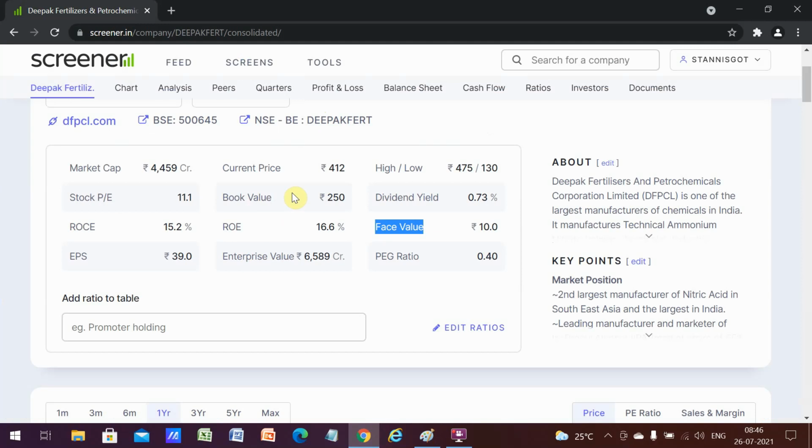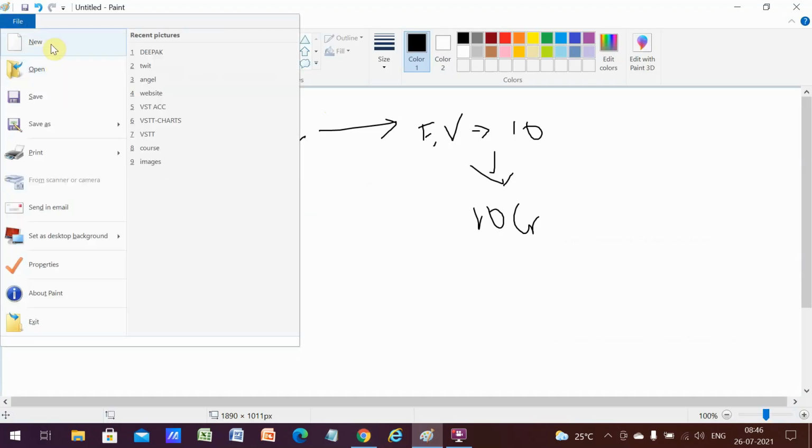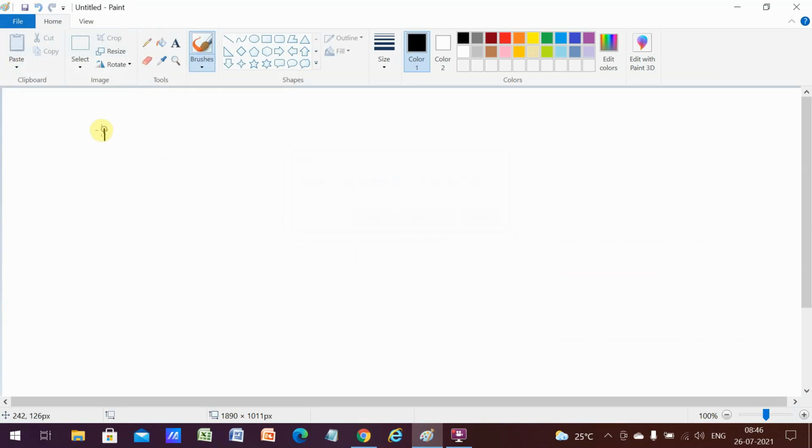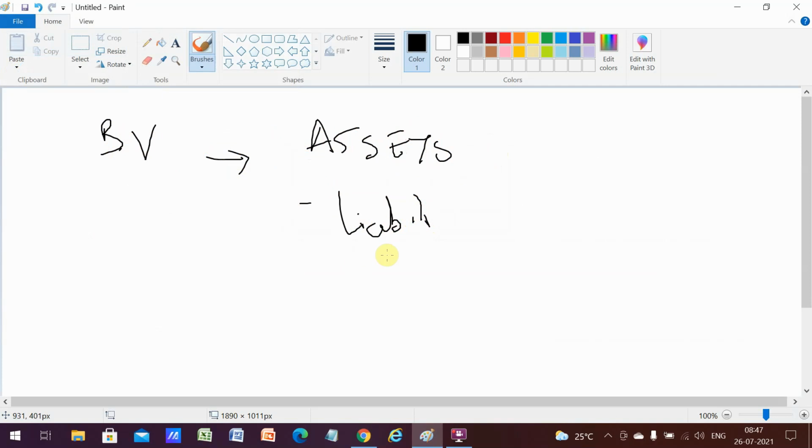So what exactly is a book value? So the book value, I'll just explain that as well. So book value is nothing but when you sell all your assets, okay? So you sell all your assets and you pay back all your liabilities, okay? And you'll be left with one particular amount, okay? Let's say the total assets are 200 crores, the total liabilities are 100 crores. So 200 minus 100, you will be left with 100 crores.